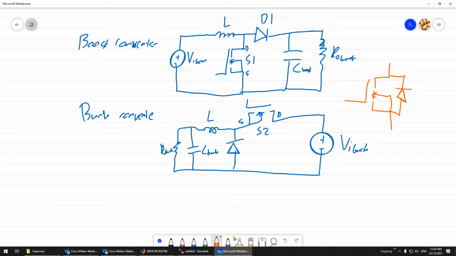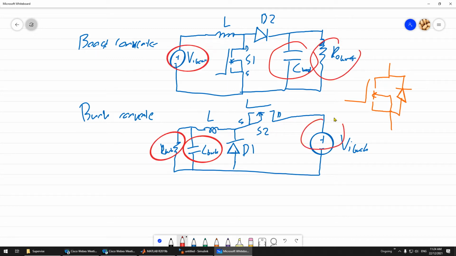So this one, I call it diode 2, D2, and this one is D1. Okay, you can see the resemblance. The difference is that, maybe I use this one, you can see here C in and C out, and V in and V out. But for bidirectional, we usually use a voltage source or battery as the component, as the input and the output.